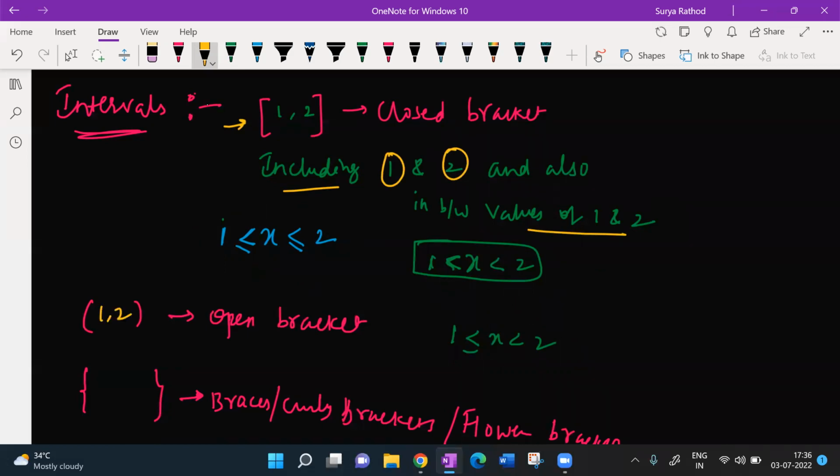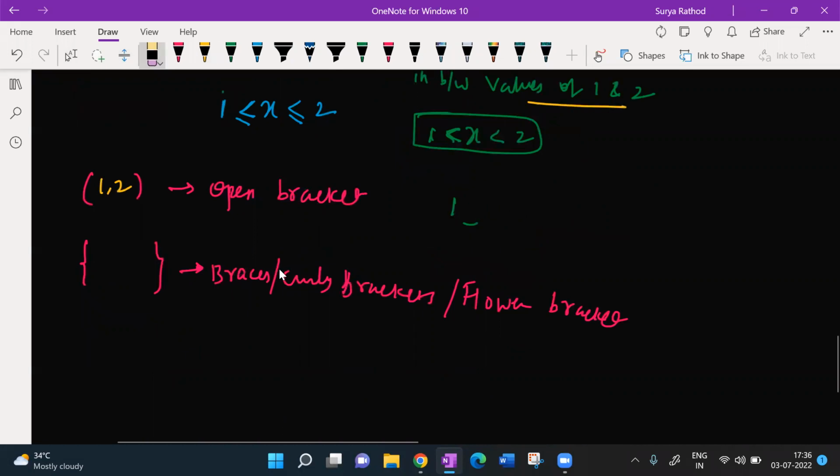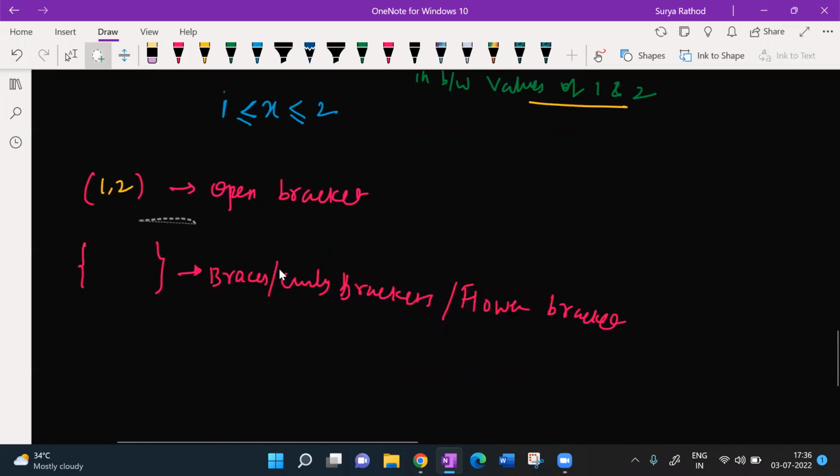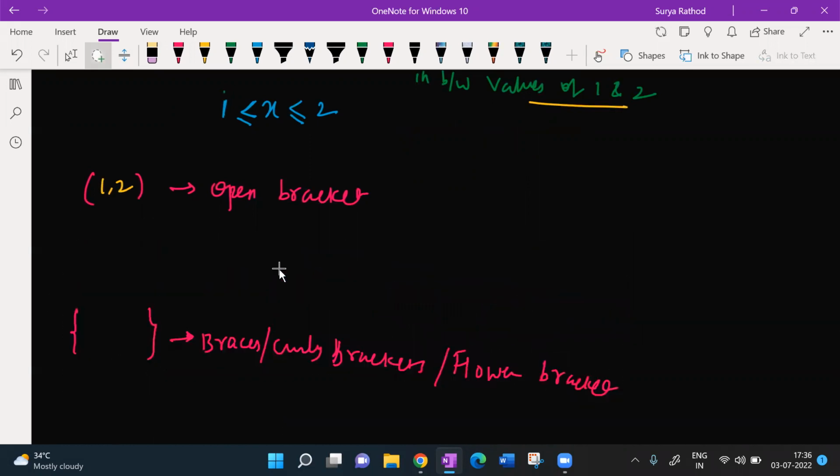If I write 1 comma 2 in open brackets, what do you mean by open bracket here? Only the values 1 and 2? Wrong answer. Beta, excluding 1 and 2, all the in-between values. Except 1 and 2, all in-between values, like 1.1, 1.2, 1.3, 1.4, 1.999, 1.799. Understood my point? So all the values in between except 1 and 2. That is the meaning of open bracket.